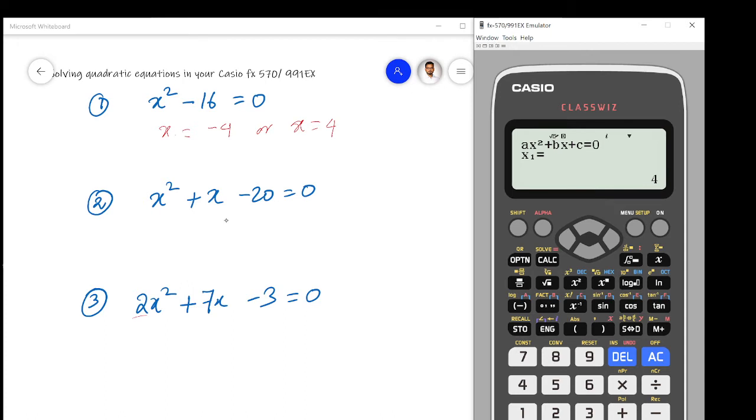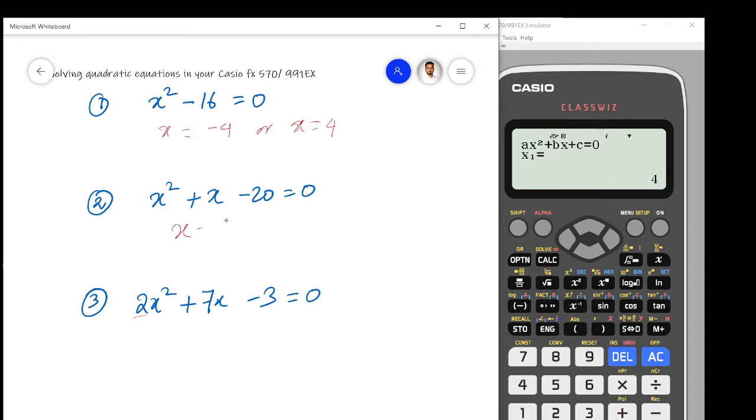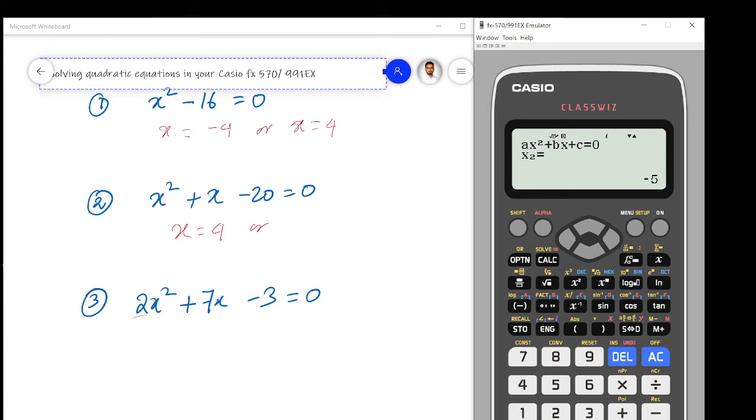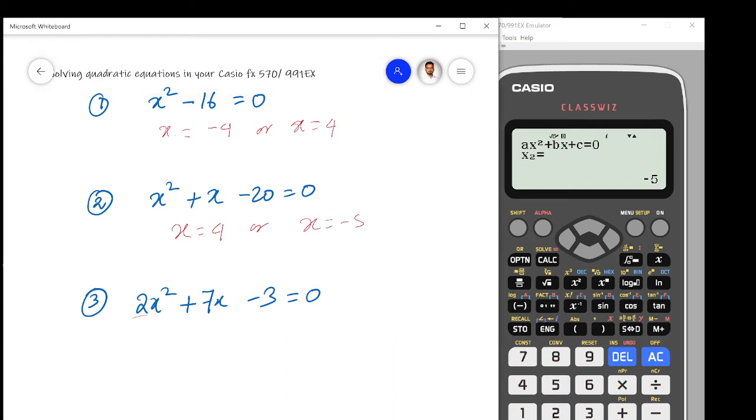My first solution came out to be x is equal to 4, or I'll press enter. My second solution is x is equal to negative 5. If I plug these values back in, I should be getting 0 in my quadratic.